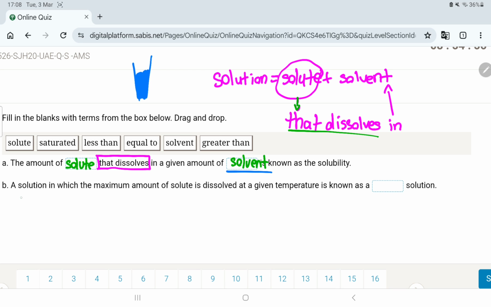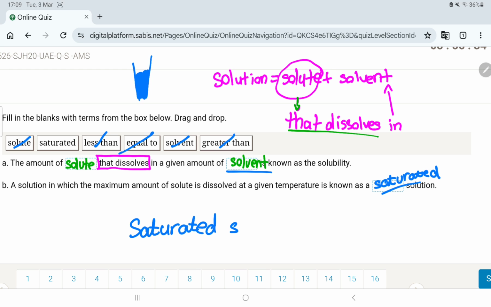Okay? A solution in which the maximum amount of solute is dissolved at a given temperature is a saturated solution. Why? Does it make sense to say a solution in which the maximum amount of solute is dissolved at a given temperature is known as an equal solution? No. A greater than solution? No. A less than solution? No. It is saturated.